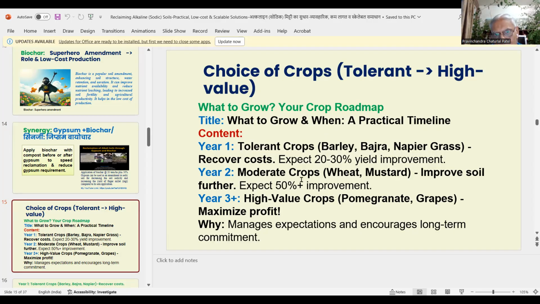Then second year, moderate crops, wheat, mustard, improve soil further; expect 50% improvement in crop yield. Year 3, high value crops, pomegranate, grapes, maximize profit. This manages expectations and encourages long-term commitment.